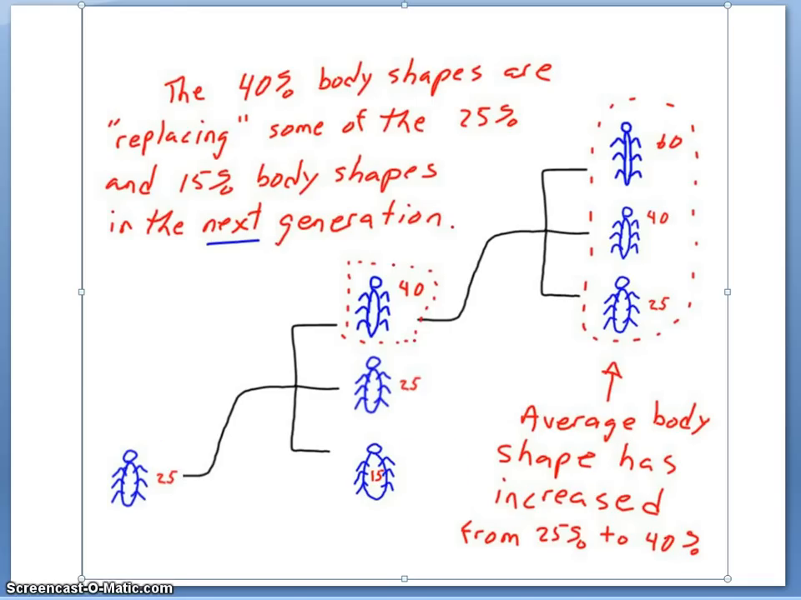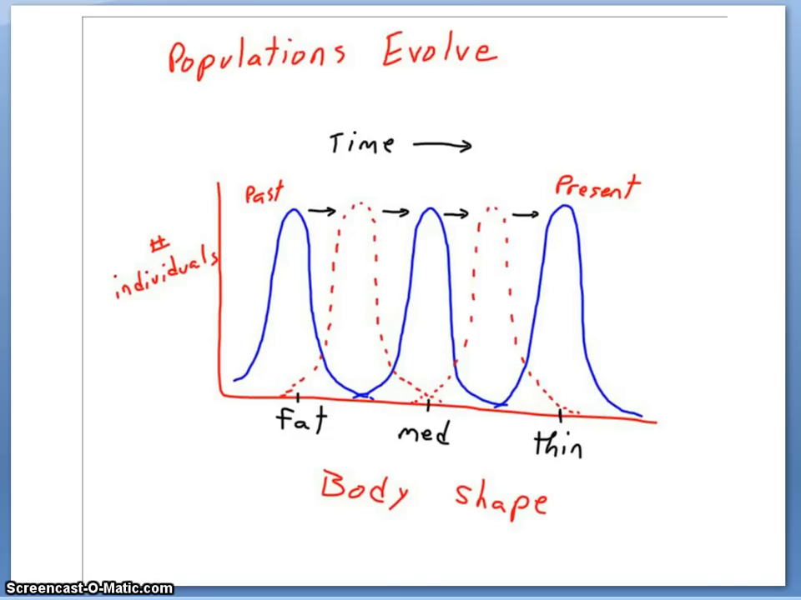Okay, now we can graphically display this process. Take a look at this graph. Looks complicated, but on the left, the y-axis, you have number of individuals in the population. And on the x-axis, we have body shape: fat, medium, thin. And then we have another dimension here of time. And so this graph is going to help us understand how populations evolve over time, in our case, the case of the stick insect.